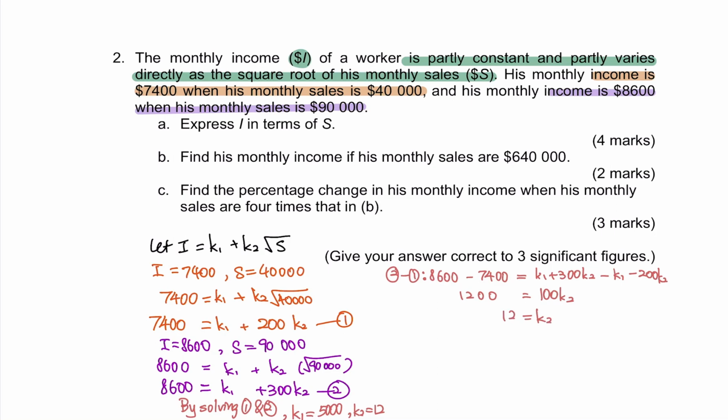Now that you found K2, just replace it in one of them. So let's put K2 as 12 into the first equation. So 7400, K1 we don't know, and then K2 we already know is 12. And then just remove this whole part to the other side, and you'll be able to get K1 as 5K. Okay, both ways okay. After finding your K's, your next step is to rewrite the whole equation. It's a must to write the equation, or else you don't get the mark.